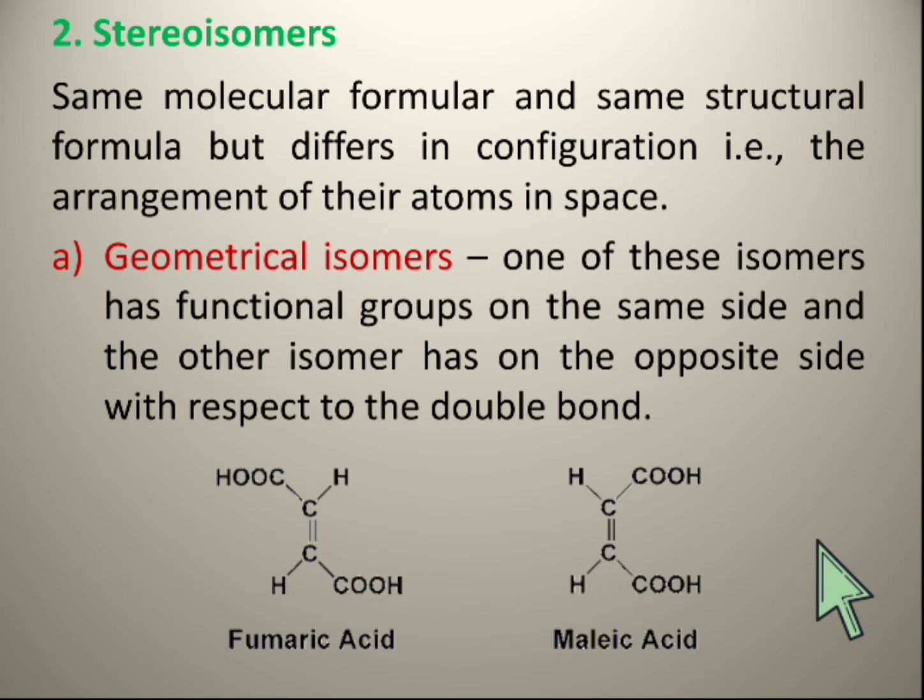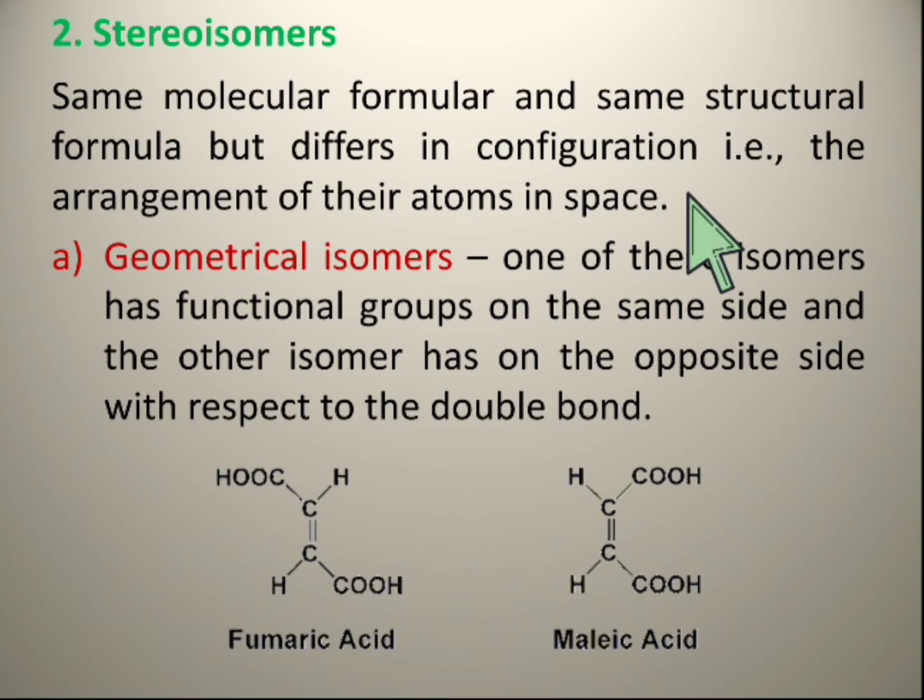Stereoisomers have the same molecular formula as well as the same structural formula. That is why they are different from structural isomers. What is the difference? They differ only in the configuration, that is, the arrangement of their atoms in space.